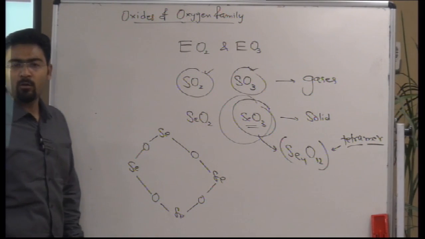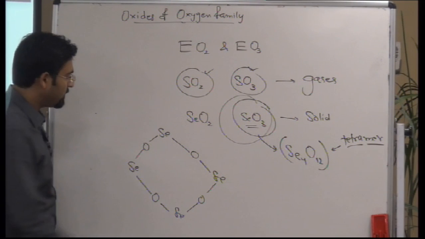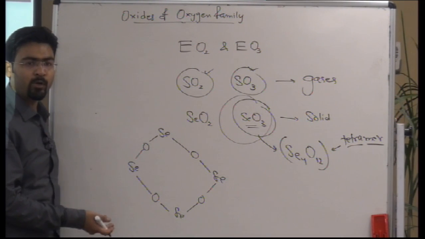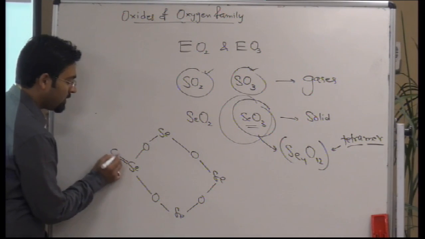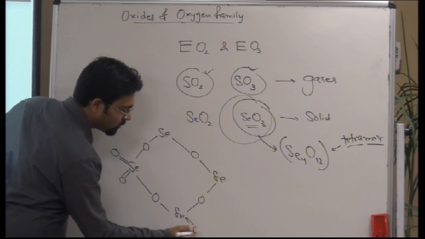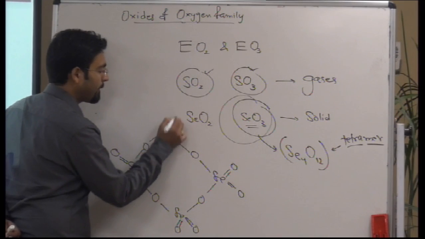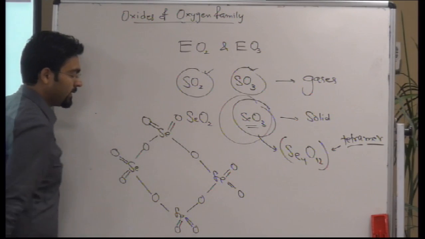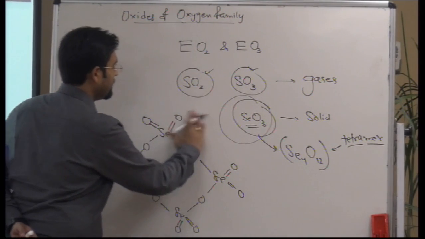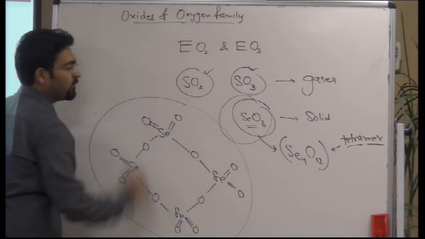Just draw a rhombus, or I would say a square, in which 4 selenium are bonded through oxygen, and every selenium has 2 oxo linkages, double bond O, double bond O. This is your Se4O12.